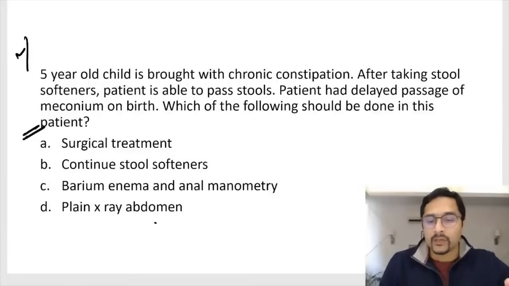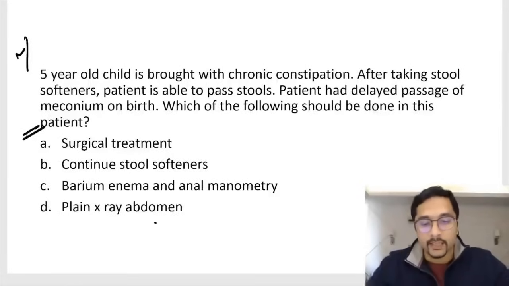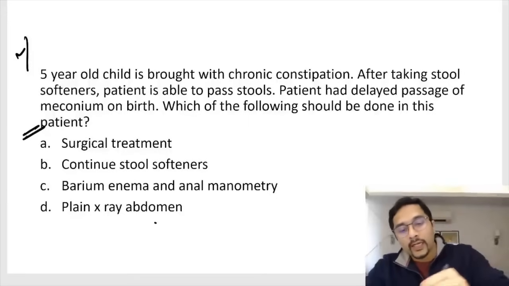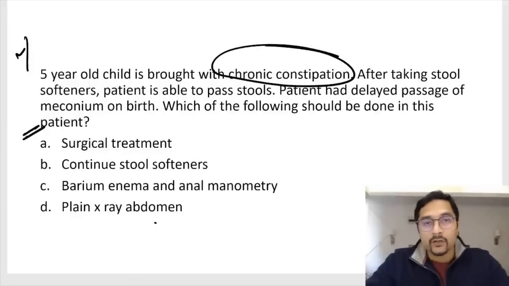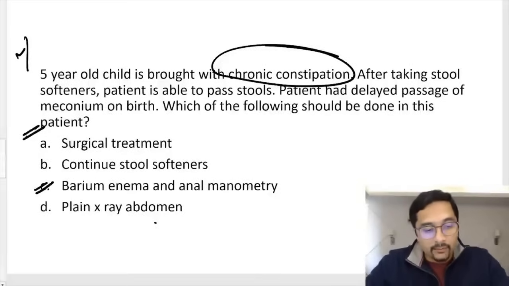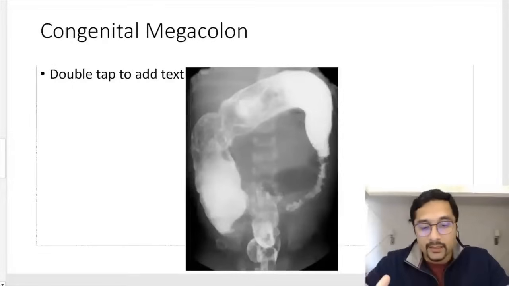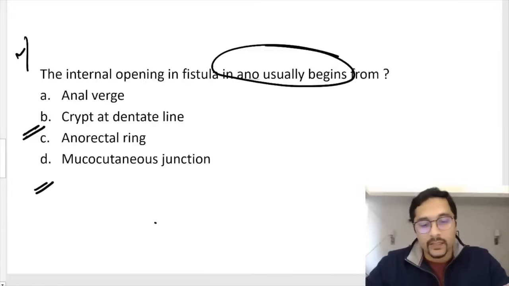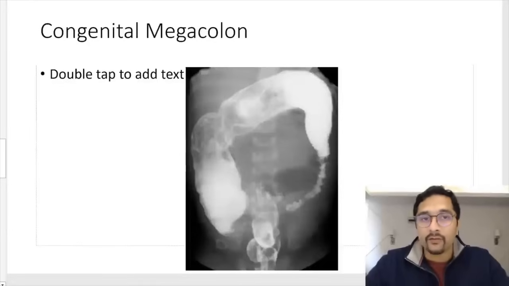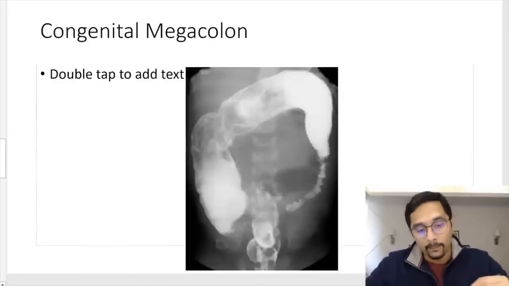5-year-old child is brought with chronic constipation. Patient is taking stool softeners and patient is able to pass stools. There was delayed meconium. What should be done to confirm the diagnosis? So chronic constipation, delayed passage of meconium, we should suspect Hirschsprung's disease. In Hirschsprung's disease, we should do barium enema and manometry. That is what should be done. This is congenital megacolon. And in these patients, the definitive diagnosis is made using rectal biopsy.